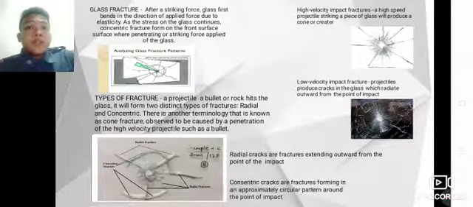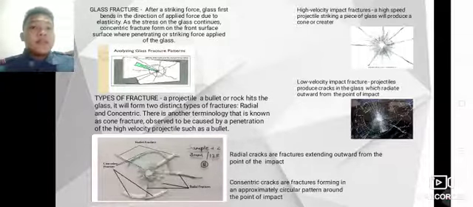Glass fracture: after a striking force on glass, it first bends in the direction of the applied force due to elasticity. As the stress on the glass continues, concentric fractures form on the front surface of the glass where the penetrating or striking force is applied.